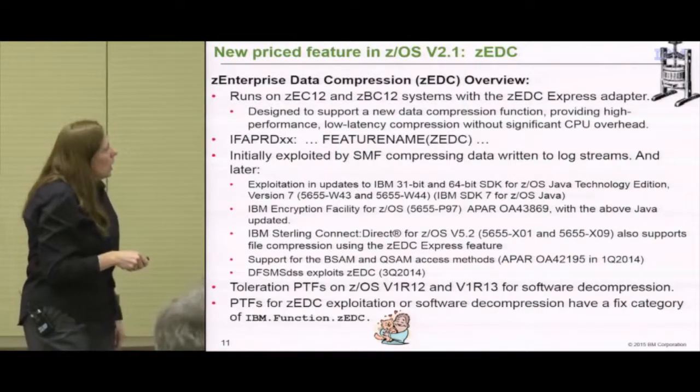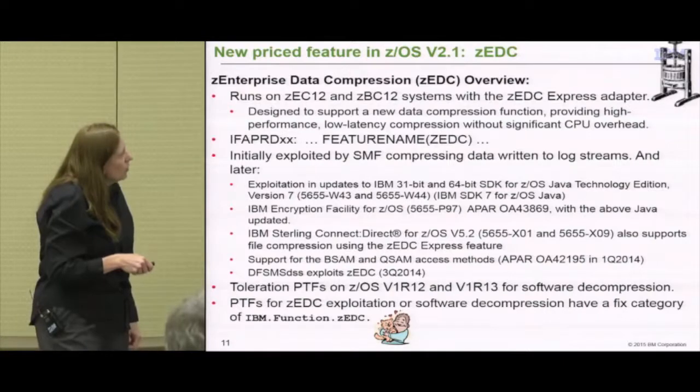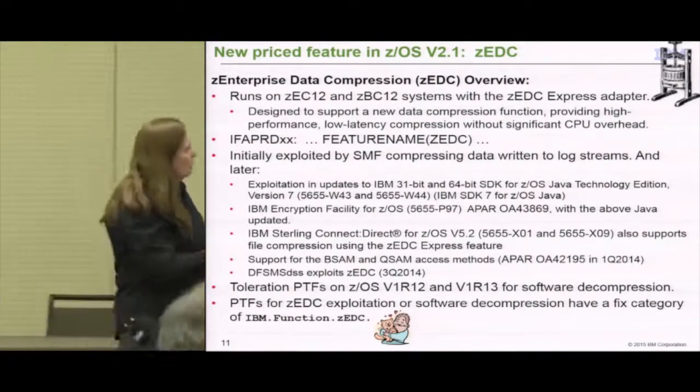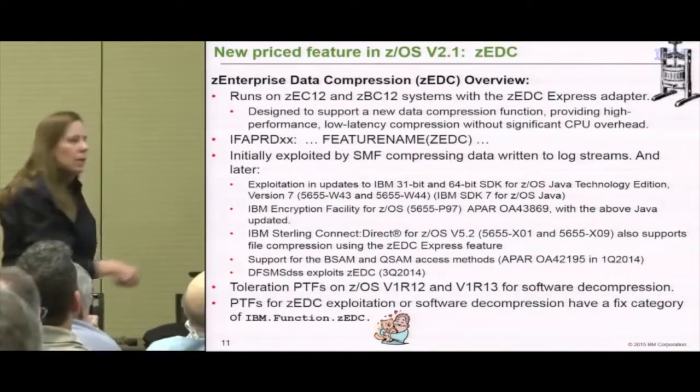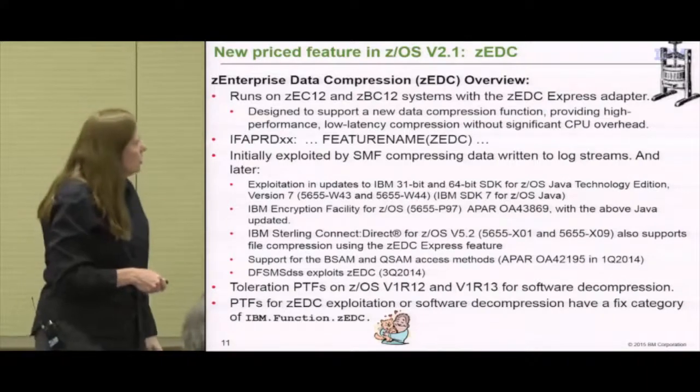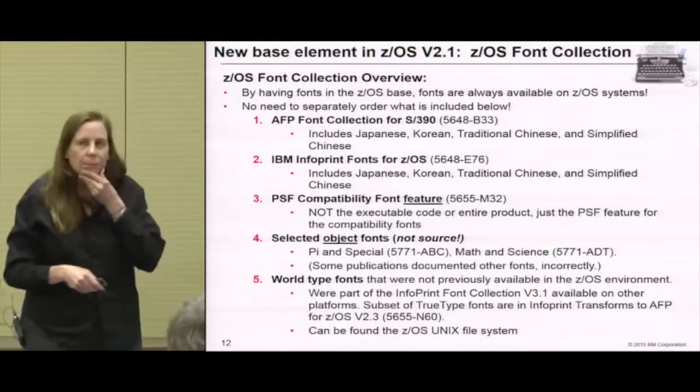OK, so if you go look in your IFAPRD, you'll see this new thing there, and that's what this one is. If you are interested in exploiting zEDC, we always like to know what the FMID names are. And so the FeatureCat is IBM.function.zedc. Just to keep an eye on that if you're interested in using that new priced feature.